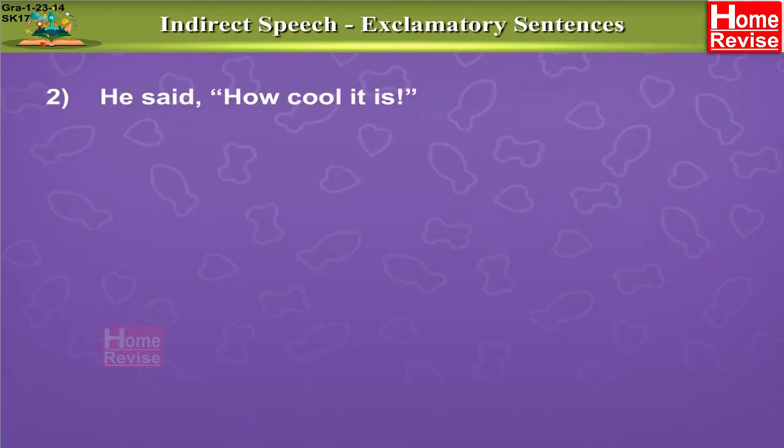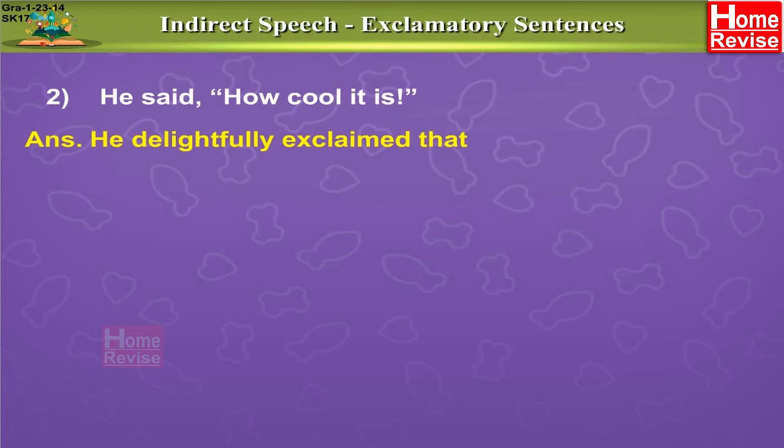Let's take another example. He said, "How cool it is." Now, he said, but to whom is omitted. So we don't know. He must be talking to himself. And the exclamation clearly suggests that he is enjoying the weather. So we are going to use the reporting verb exclaimed, but at the same time, in order to denote the emotions, we will use one adverb. And that adverb is delightfully, because it shows his happiness. So he delightfully exclaimed that.